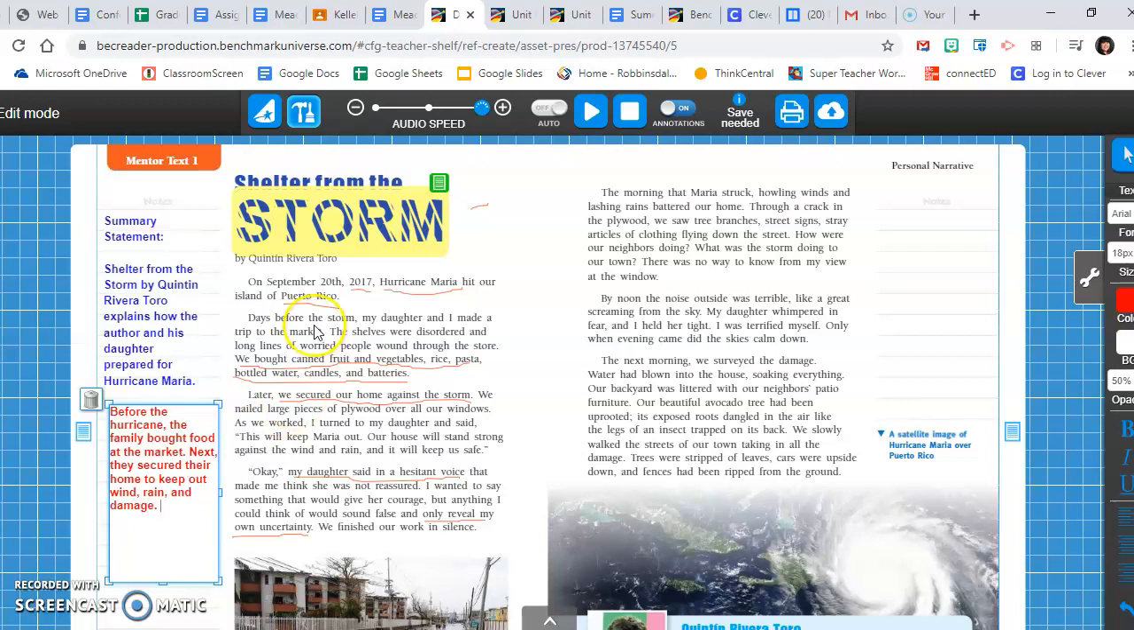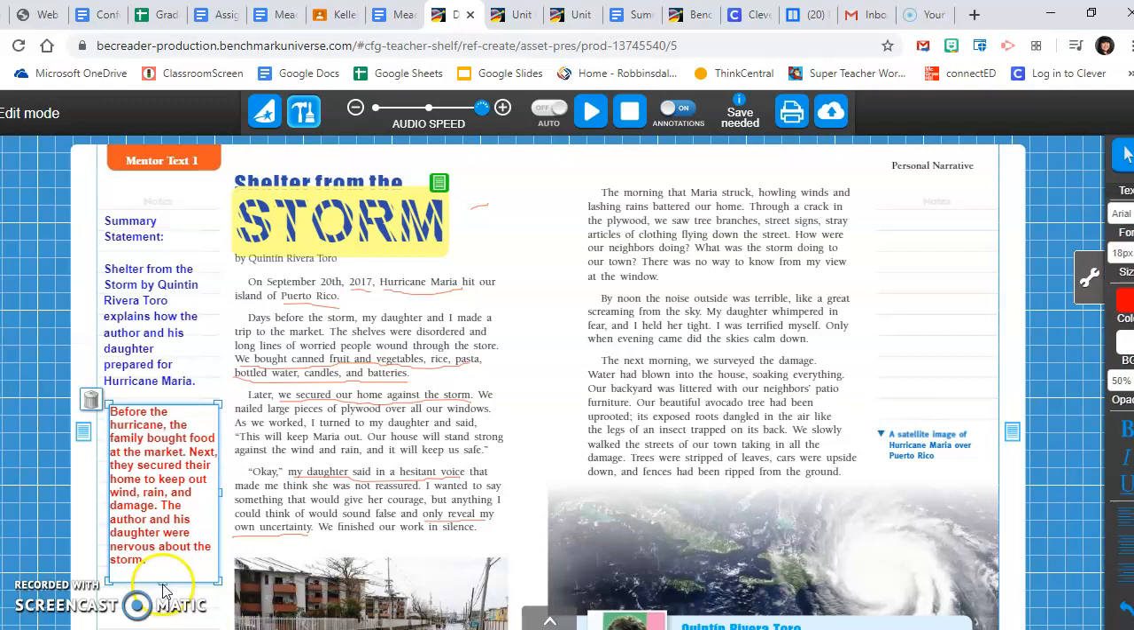All right, so this is what they did to prepare. I'm also going to include a little bit about this last paragraph. It says, my daughter said in a hesitant voice, only reveal my own uncertainty. How are they feeling? They're feeling nervous. So I'm going to say the author and his daughter were nervous about the storm. And there you have it. That is my summary of page 1.